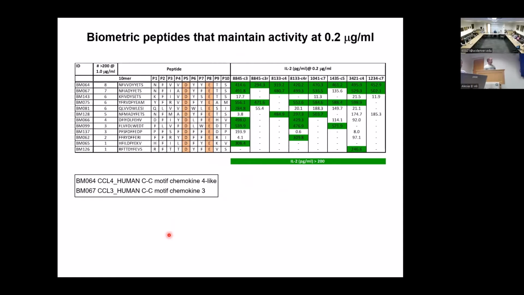We tested those peptides on all 8 hybridomas we made expressing that LKGGG motif, and these are the top contenders at this point. You can see that this BM64 peptide stimulated IL-2 production in all the hybridomas, and BM67 in 7 out of the 8. So what are these peptides? These are peptides derived from the CC motif chemokines 4 and 3.